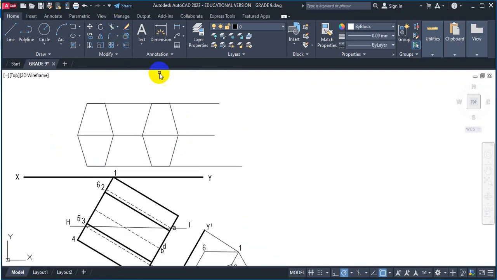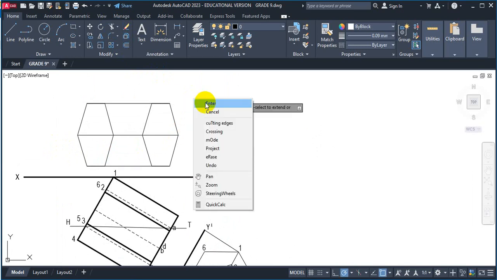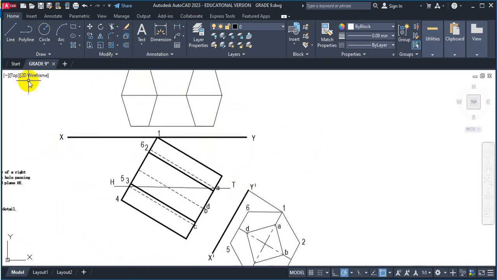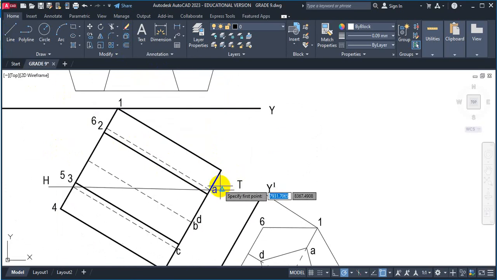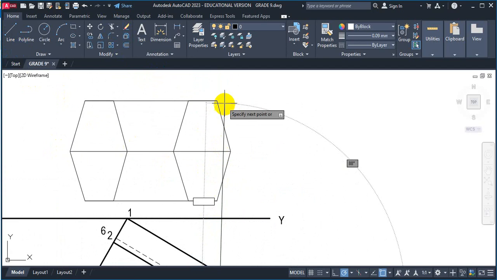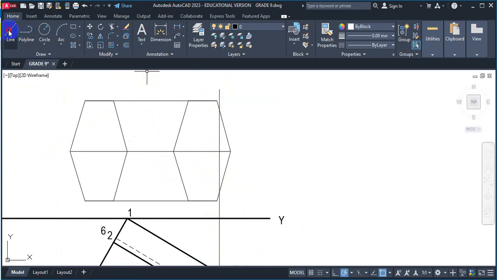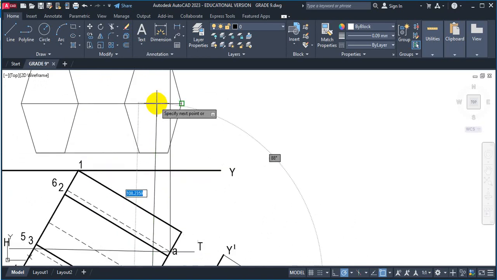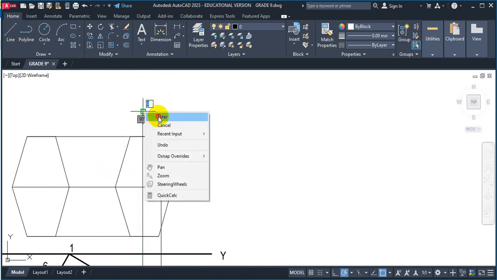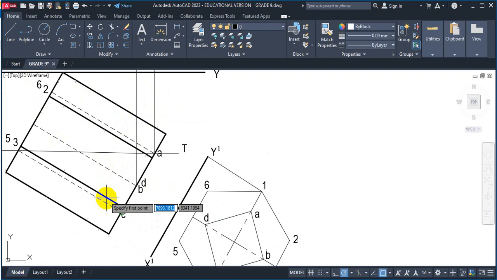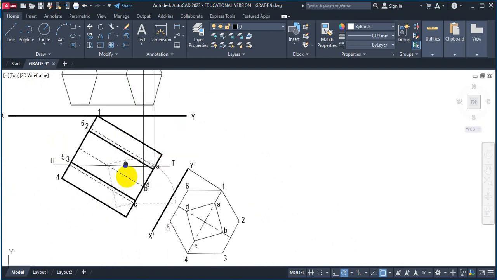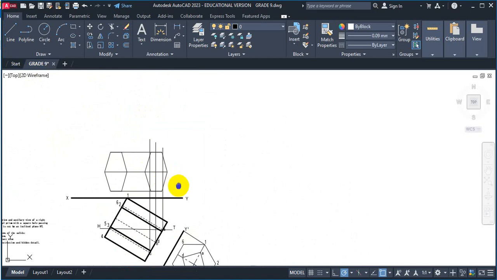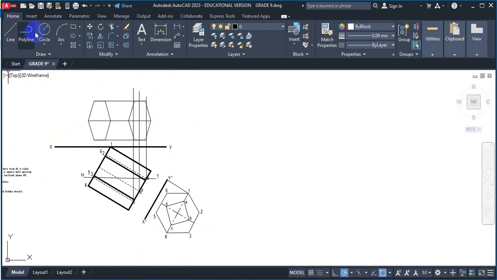Now I'm going to repeat the same thing for the square. So basically this is what we have for our hexagon. The square will do the same thing. A, project A up, vertical line, project B and D, vertical line, project C as a vertical line. You only do one side of the base, then the rest you just project.